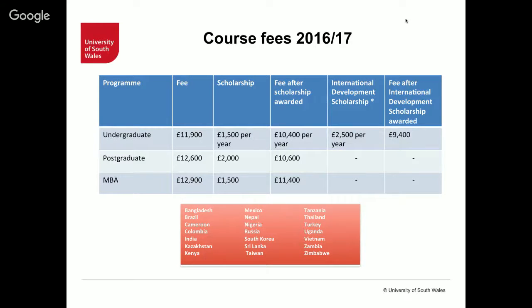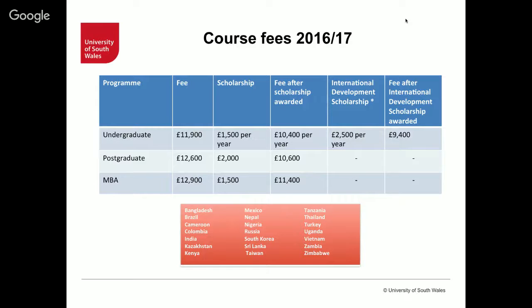All of these areas have been given the International Development Scholarship, which is by our Chancellor, the Right Honourable Rowan Williams. And this is a £2,500 scholarship per year against the undergraduate tuition fee. So after the scholarship, you would pay £9,400 a year. The good thing with this scholarship is it's not just an introductory offer, you will get this for each year of the programme. So across a 3-year undergraduate programme, you'll save £7,500.